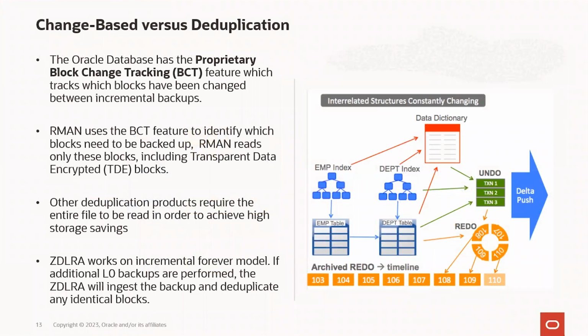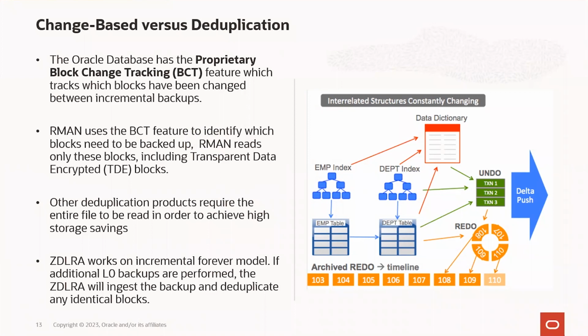So how does Oracle achieve this? The Oracle database has the block change tracking feature, BCT for short, which tracks which blocks have been changed between incremental backups, similar to an index in a book. RMAN uses the block change tracking feature to read only those blocks that have changed, thereby reducing the amount of data needing to be read and the amount of data needing to be sent to the appliance.